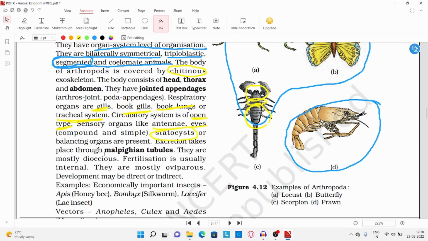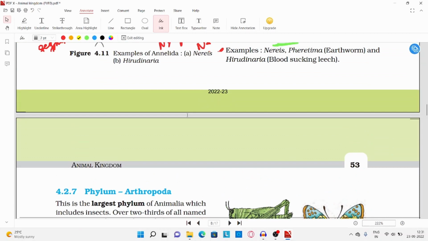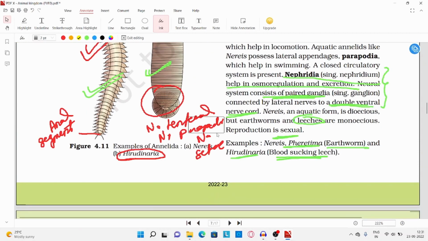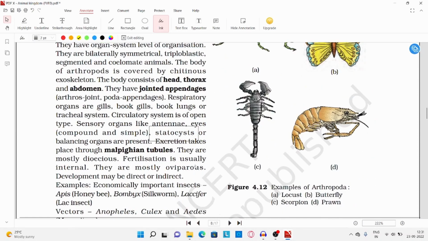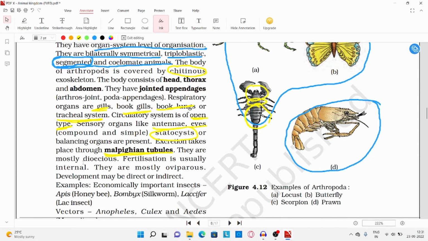Excretion takes place through Malpighian tubules. Excretion in annelids was through an organ called nephridia, but excretion in arthropods takes place through Malpighian tubules. They are mostly dioecious, they have males and females. Fertilization is usually internal. They are mostly oviparous; a butterfly lays eggs. So they are mostly oviparous, and fertilization is internal. Development may be direct or indirect.